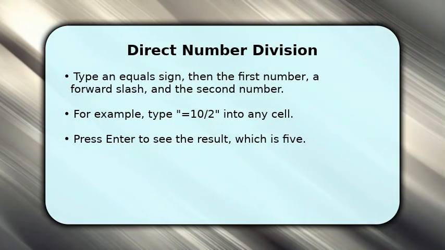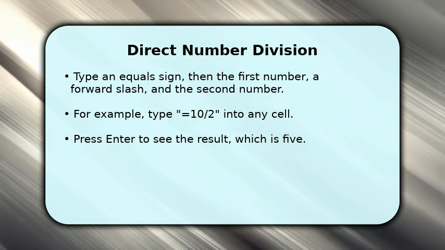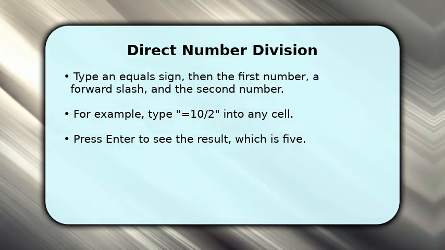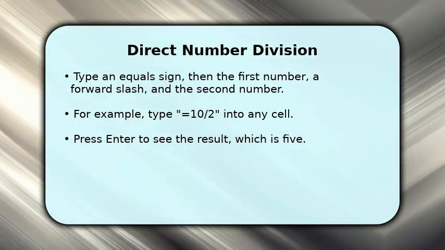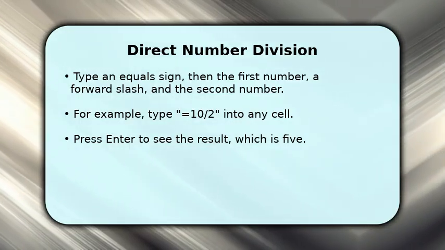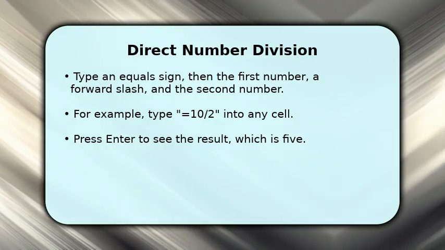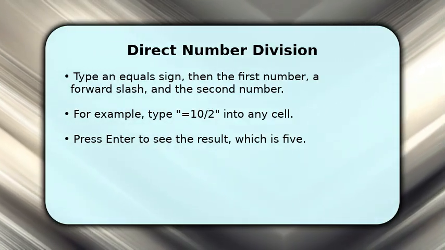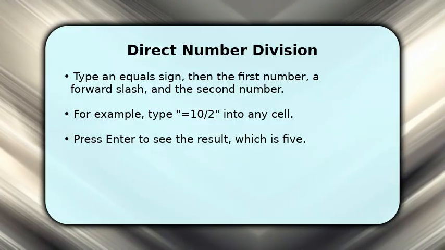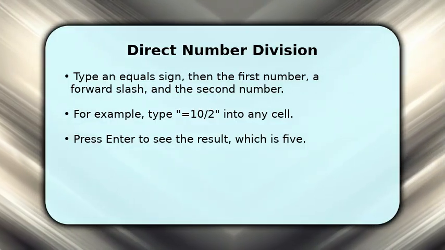Let's try dividing numbers directly. Select an empty cell and type an equals sign. Then, enter your first number, followed by the / symbol, and finally your second number. For instance, type equals 10 / 2. After pressing enter, Excel will immediately display the result, which is 5. This is perfect for quick, one-off calculations.